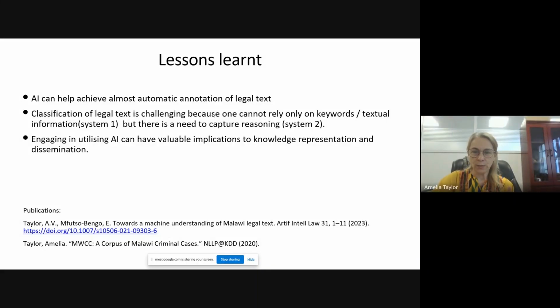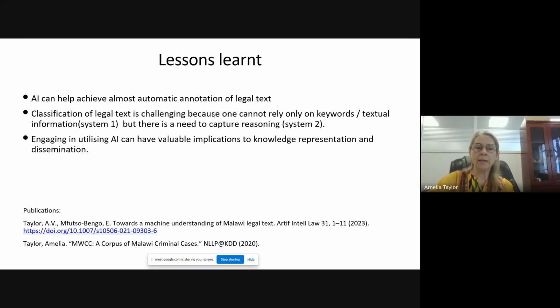I hope you can't rely only on keywords or textual information. Just the fact that the text is there and you can flag that it contains these words doesn't really mean that the meaning of the classification is really there. In other words, it's difficult to capture the reasoning required to say this judgment is really on that level, because there are subtleties in meaning. And this is what the machines or the computers struggle with.